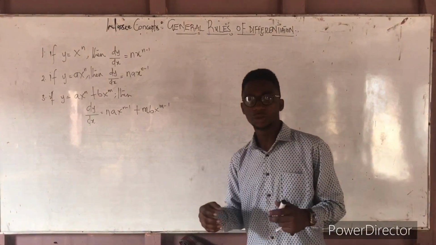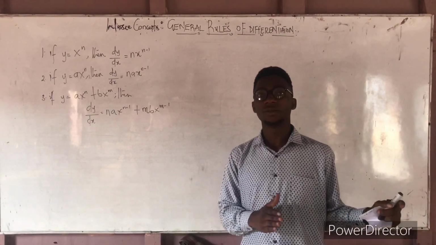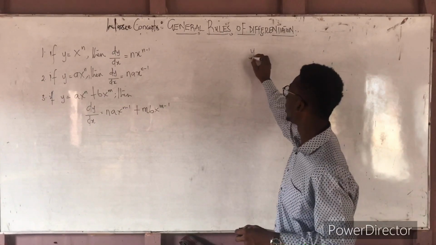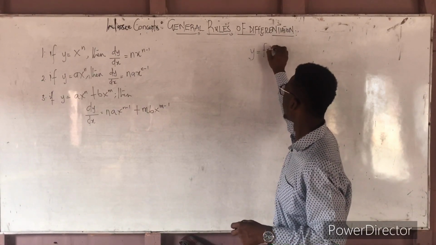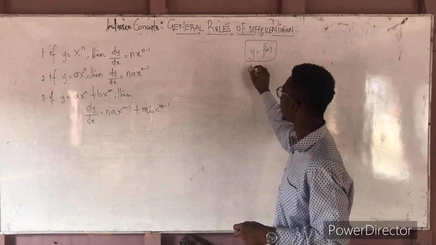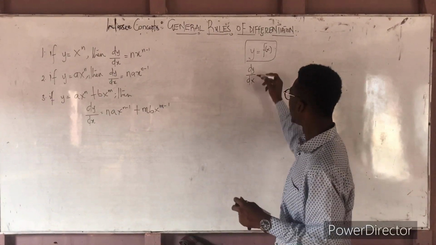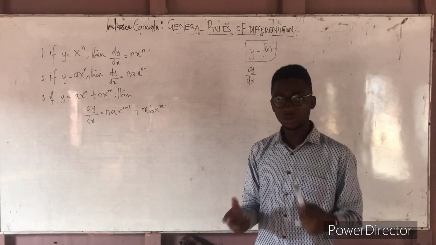Now in previous videos we've already established differentiation from first principles. So anytime you have a function, let's say y is equal to f of x, how do we differentiate the function? So the derivative of y with respect to x. How do you do this?